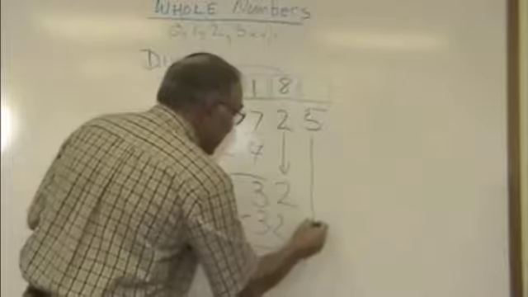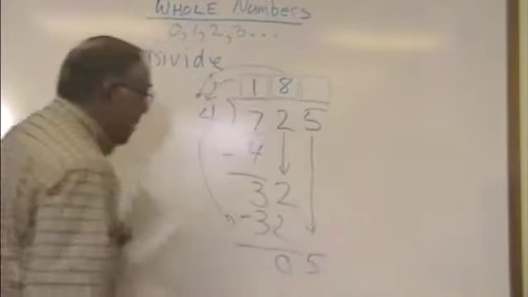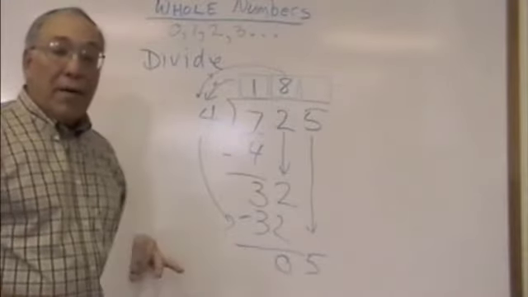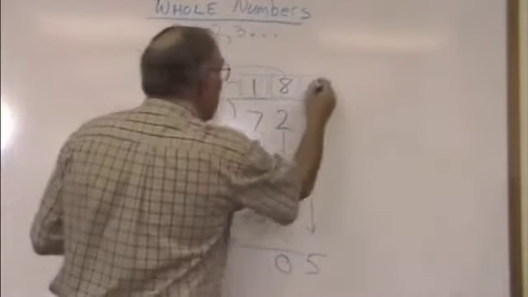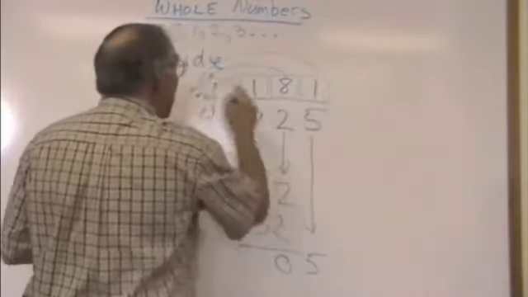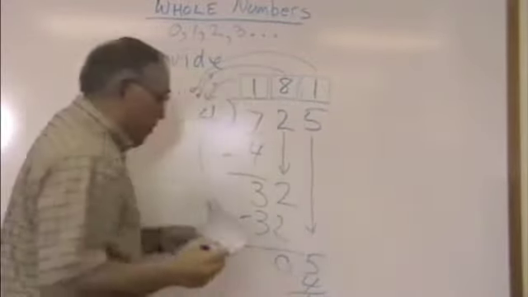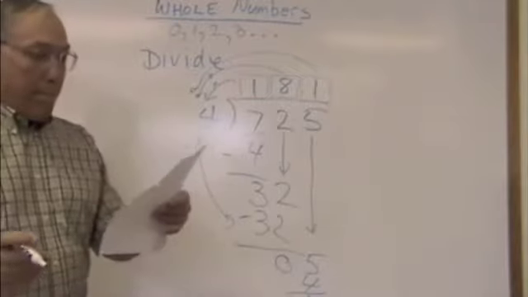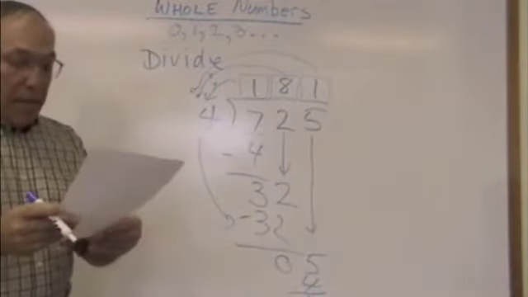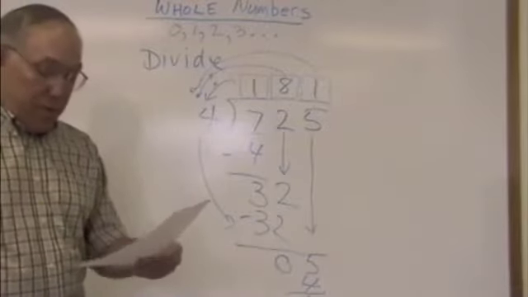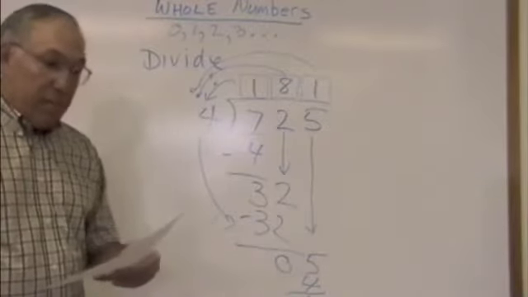We bring down the next number, which is a 5. And now we have another division problem. How many times does 4 go into 5? Just once. We multiply again. 1 times 4 is 4, and we have 1 left over. That 1 left over is called the remainder. I'm going to tell you what we can do with the remainder in a minute.